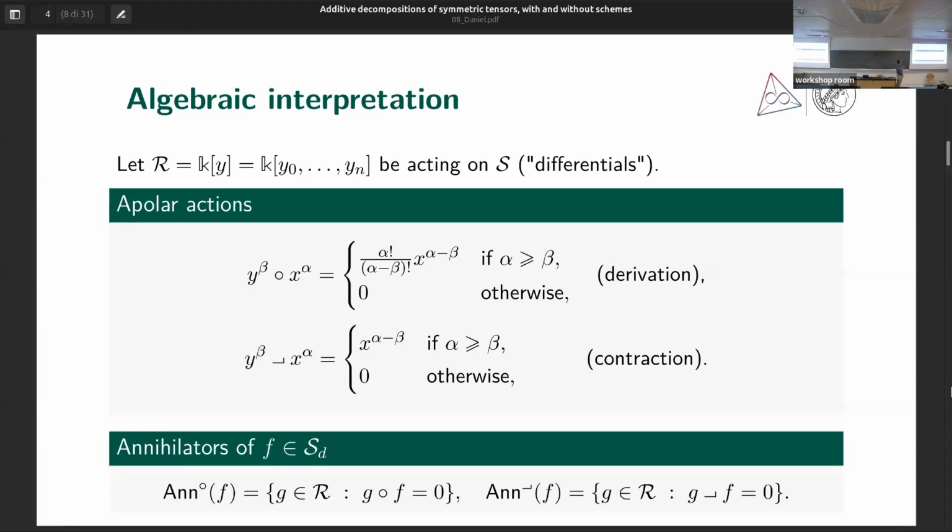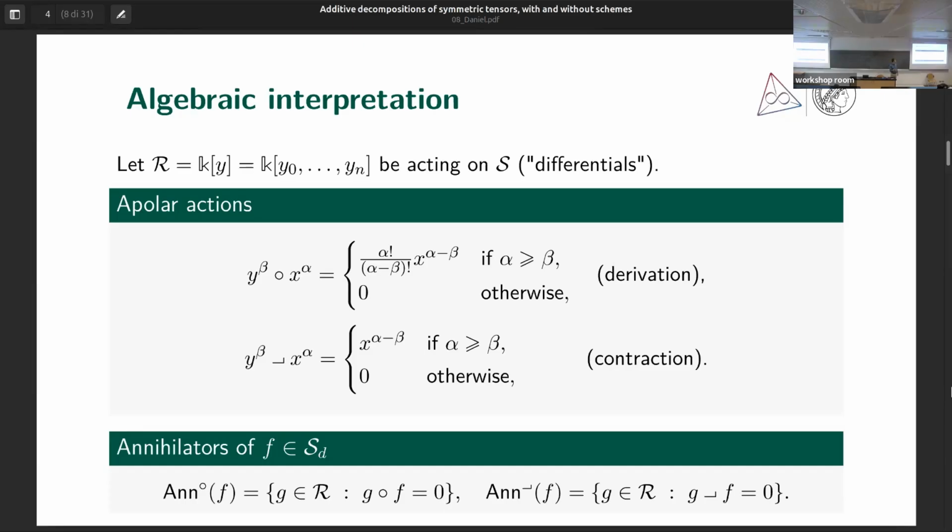So y to the beta circ x to the alpha is just the derivation beta times, where beta is a vector, of x to the alpha. And the contraction is really the coefficient-less derivation. It's really the same operation, but without coefficients. If your field has characteristic 0, you may easily see that the algebras generated by those two actions are the same. And we look at the annihilators of those actions.